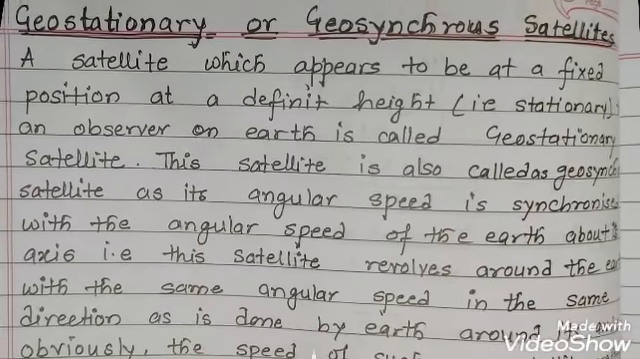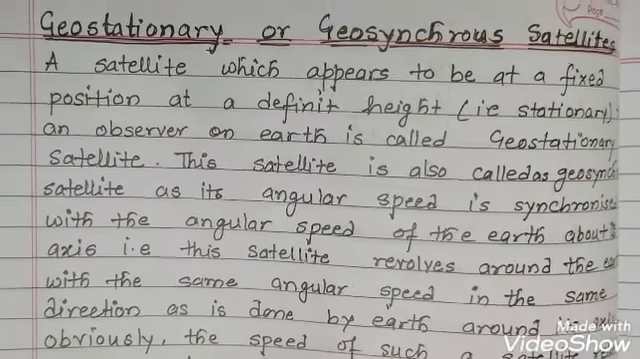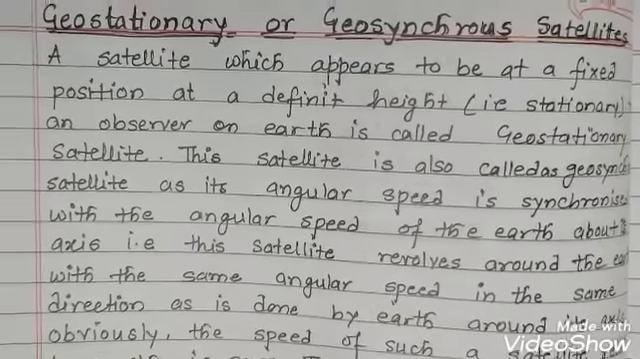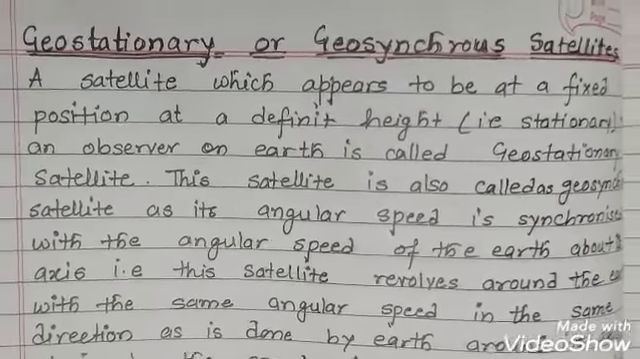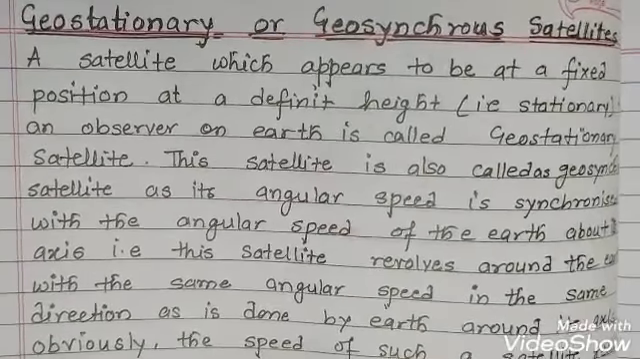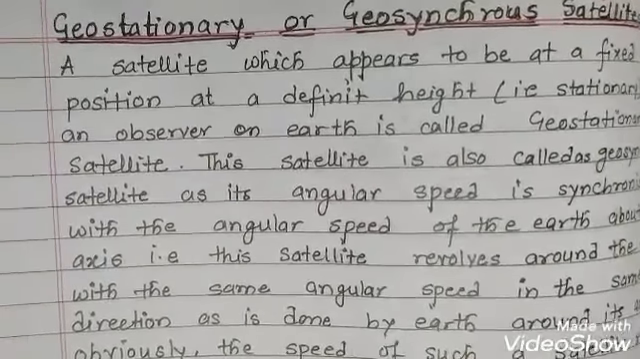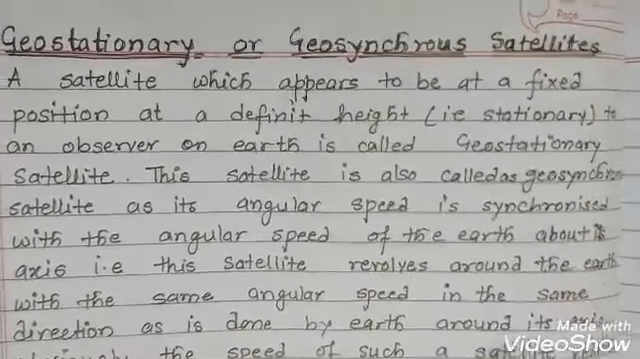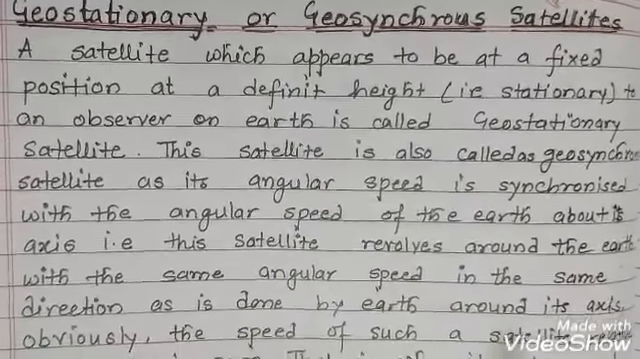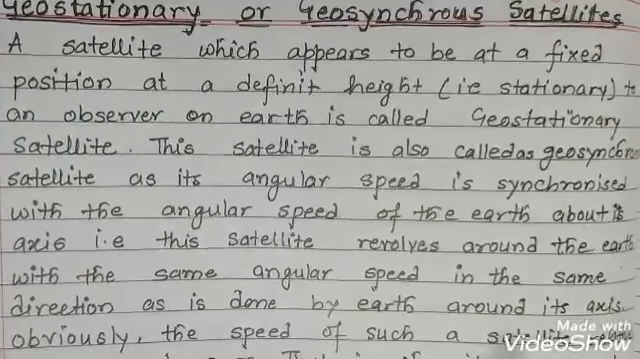Today we'll see two types of satellite. One is the geostationary or the geosynchronous satellites. A satellite which appears to be at a fixed position at a definite height, that is stationary to an observer on Earth, is called geostationary satellite.